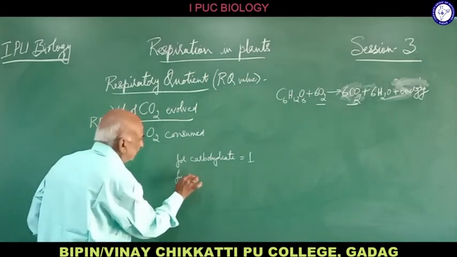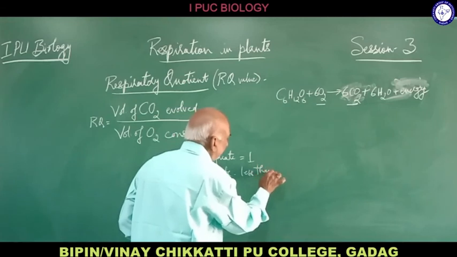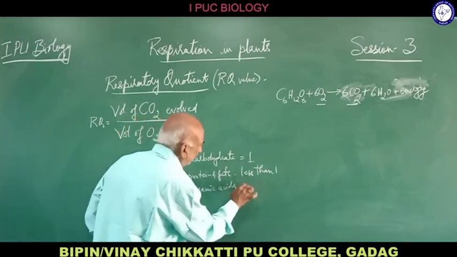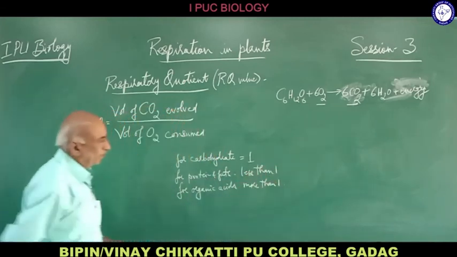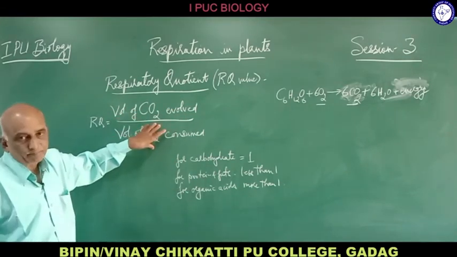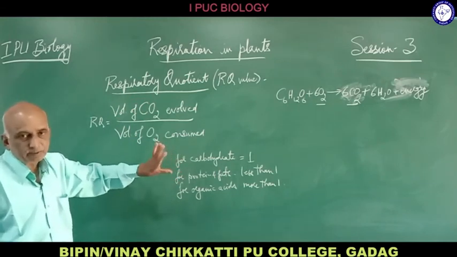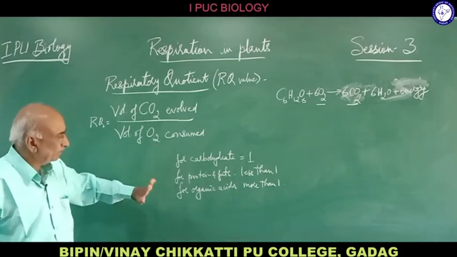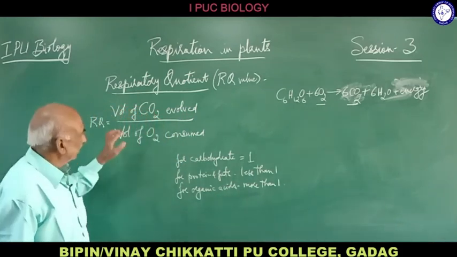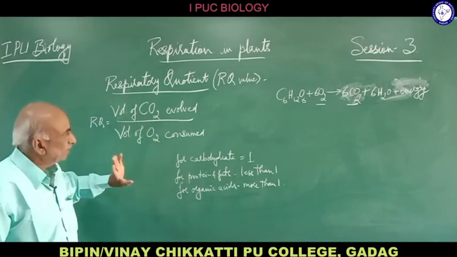But for proteins and fats, it is always less than 1. But for organic acids, it is more than 1. When we say that for proteins it is less than 1, it means the oxygen consumed will be more. When there is more oxygen consumed than CO2, automatically the value will be 0.8, 0.9, 0.7 and like that. That is for proteins and fats. But for organic acids, it is always more than 1, like 1.1, 1.2, 1.3, 1.4. That means the carbon dioxide released will be more than the oxygen consumed in that reaction. So this is what RQ value is.